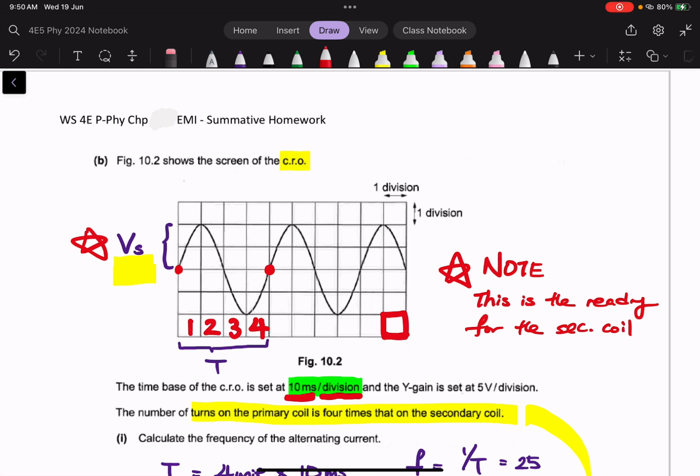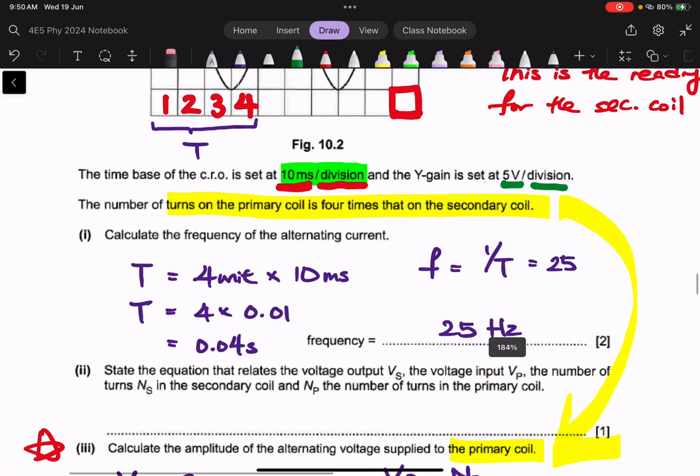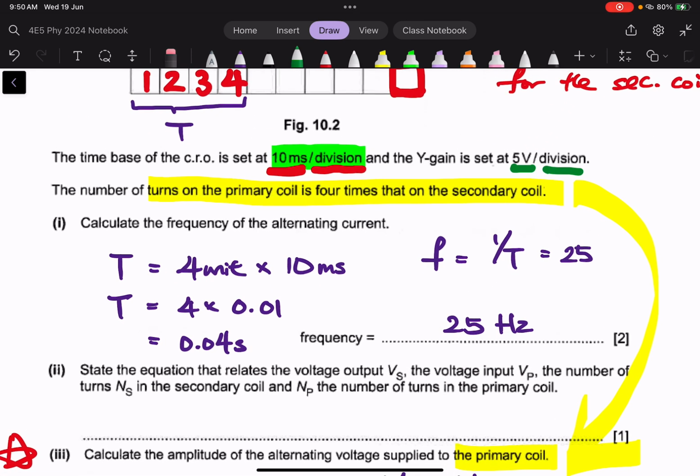And then what is the Y gain? Y gain refers to this division in the Y direction. So how do I read the Y gain? It will be from here, read till here. So 1 box, 2 boxes. So what is the amplitude of the VS? 2 times 5 volt, which is 10 volt. So once you have all this info, you can actually answer this question. And one of the key ingredients is also here.